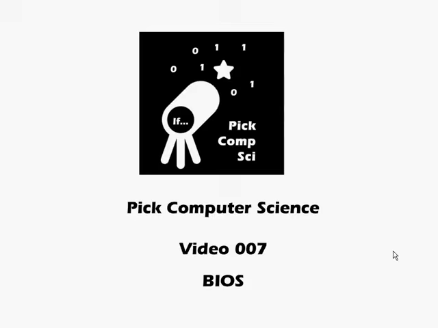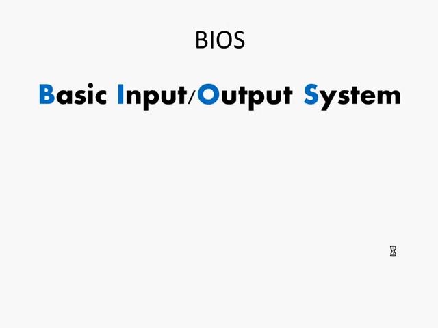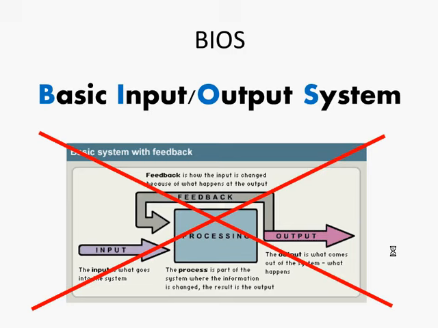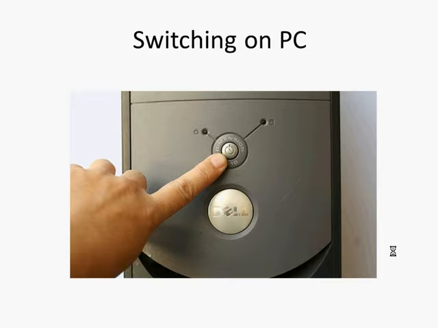To Pick Computer Science video number 7, where we look at BIOS. BIOS stands for Basic Input-Output System, and please don't confuse what we're going to talk about in this video with various basic input-output system models that you might have seen, which relate to how data is turned into information within computer systems. It's less to do with that in this case, it's more to do with what happens when a PC is actually switched on.